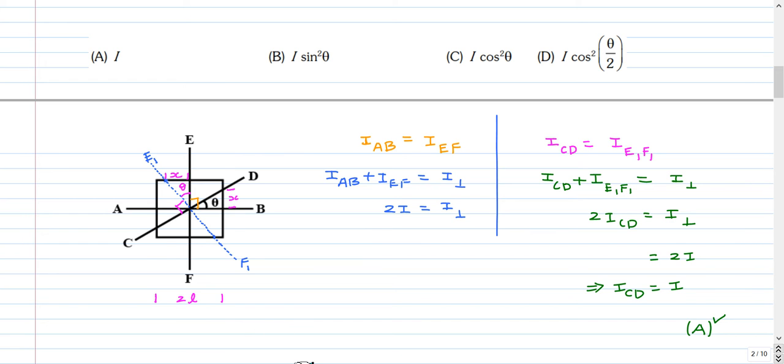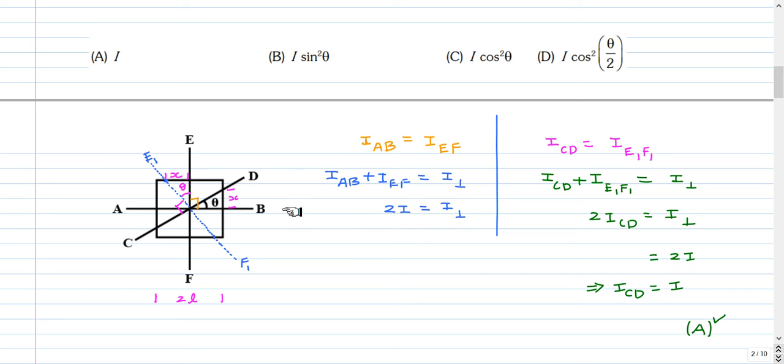Here is the solution. So this is a square plate. The moment of inertia of this square plate about the axis AB and EF will be the same because the mass distribution about the axes AB and EF are the same. This is true since this is a square plate, and the moments of inertia about axes AB and EF can be added to give the moment of inertia about an axis perpendicular to the plane of this plate and passing through the center. This is the perpendicular axis theorem, and I_AB is I, which is given in the question. So 2I equals I perpendicular.